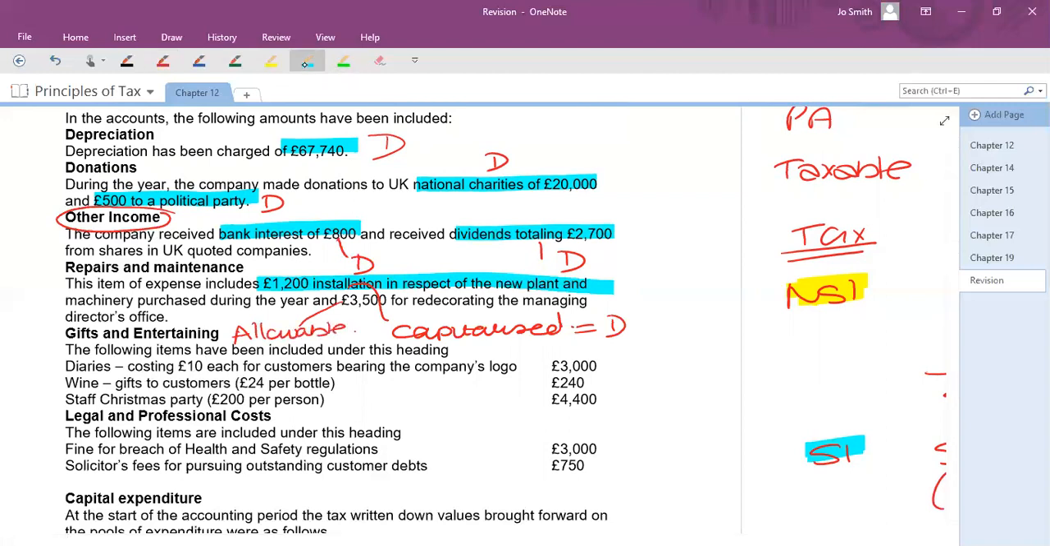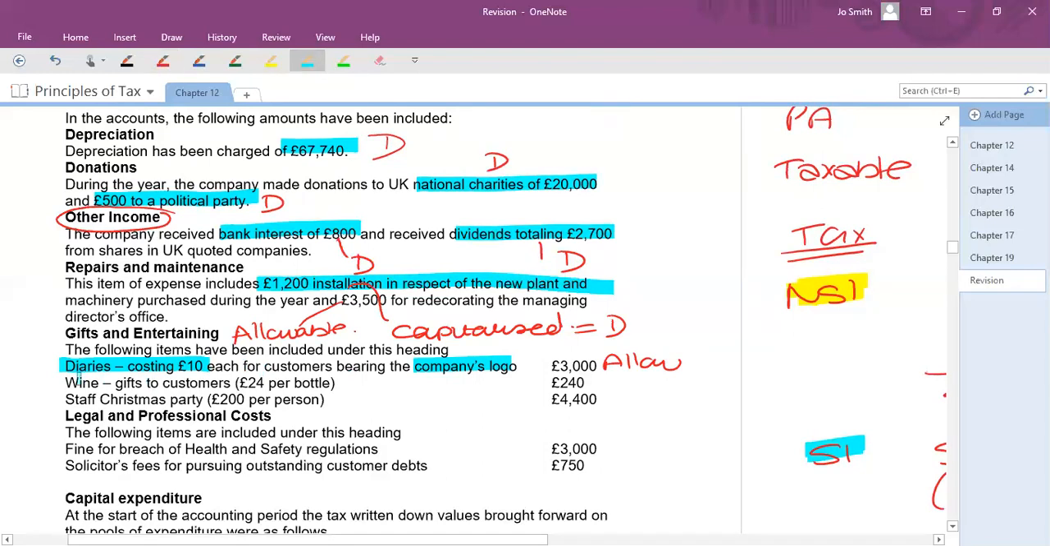For your gifts and entertaining, we've got some diaries that cost £10 each that we give to our customers with a company logo. Absolutely fine. So as long as it's under £50 and it's for your customers or your employees or whatever, as long as it's got some sort of advertising for the company, that's fine. So things like diaries, calendars, pens, that type of thing.